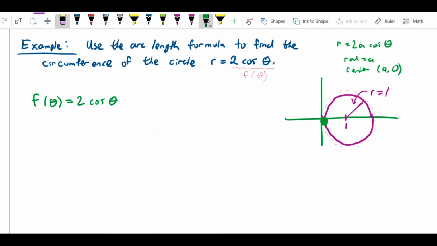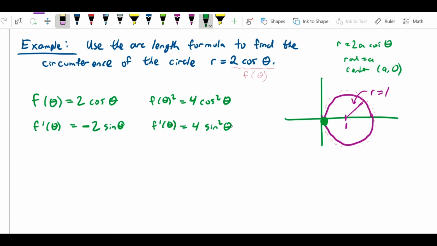Okay. So if f of theta equals 2 cosine theta, then f prime of theta is equal to negative 2 sine theta. I'm going to need their squares, so the square of this, f of theta squared, is 4 cosine squared theta, and f prime of theta squared is 4 sine squared theta, because of course when I square the negative 2 I just get positive 4.